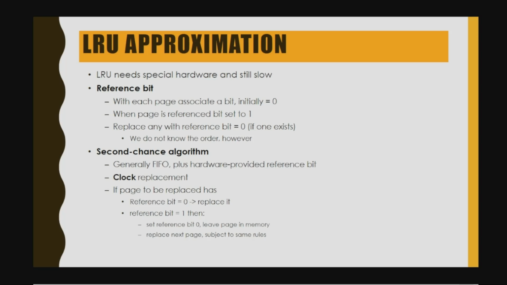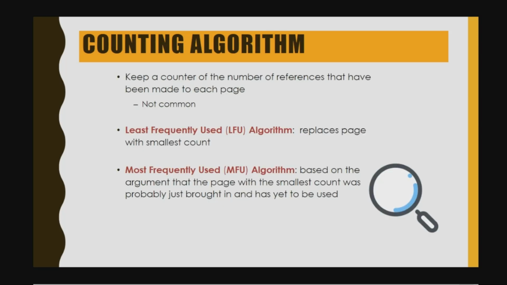Second chance algorithm, generally FIFO; we use FIFO plus the hardware-provided reference bit. And then we use the clock replacement. If the page to be replaced has reference bit 0, then replace it. If the reference bit is 1, then set the reference bit to 0 and leave the page in memory. Replace the next page, subject to the same rules.